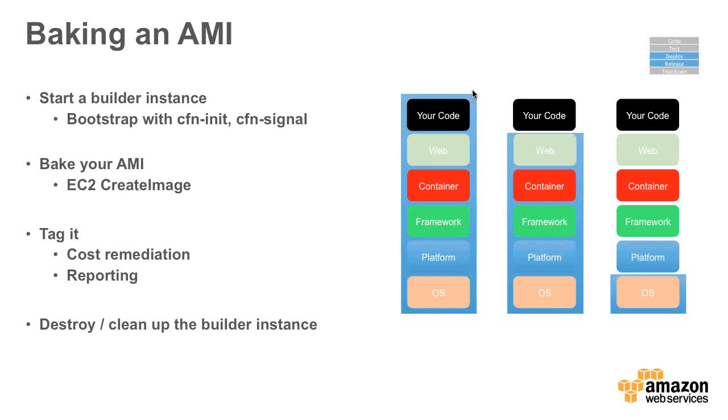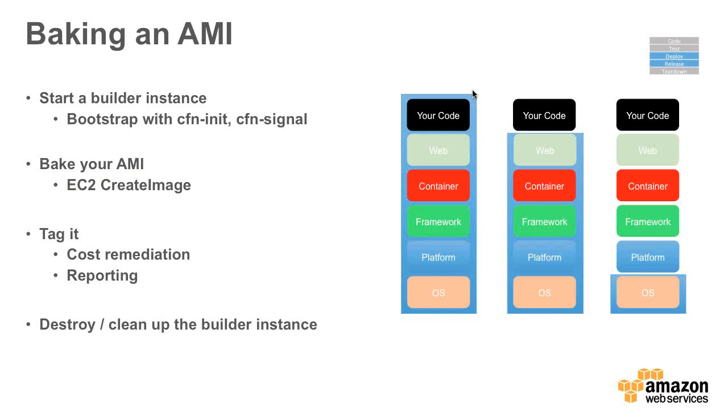So the way that we do that is we spin up a builder instance on EC2, we bootstrap it, and we're going to use CloudFormation Init there to do the bootstrapping work and configure our application on the host. We'll just use EC2 create image to bake the AMI, and then we'll tag it, and we'll tag it for reporting purposes and perhaps cost remediation. And once we're done with that, we'll clean up the builder instance. So the builder instance is only around for the purpose of generating an image, and that image will then be used to start servers with our new version of our application on it. So this is, on the right-hand side here, the fully baked approach, where we're baking everything into our AMI.